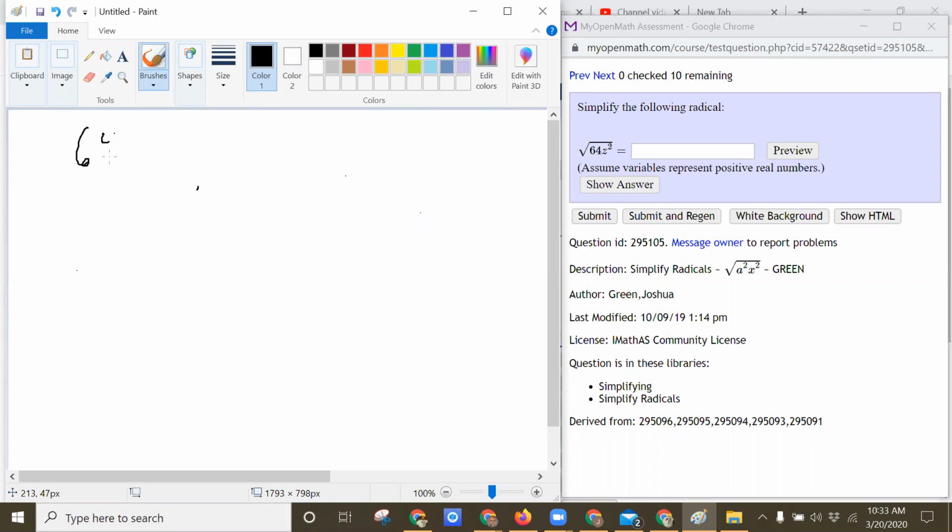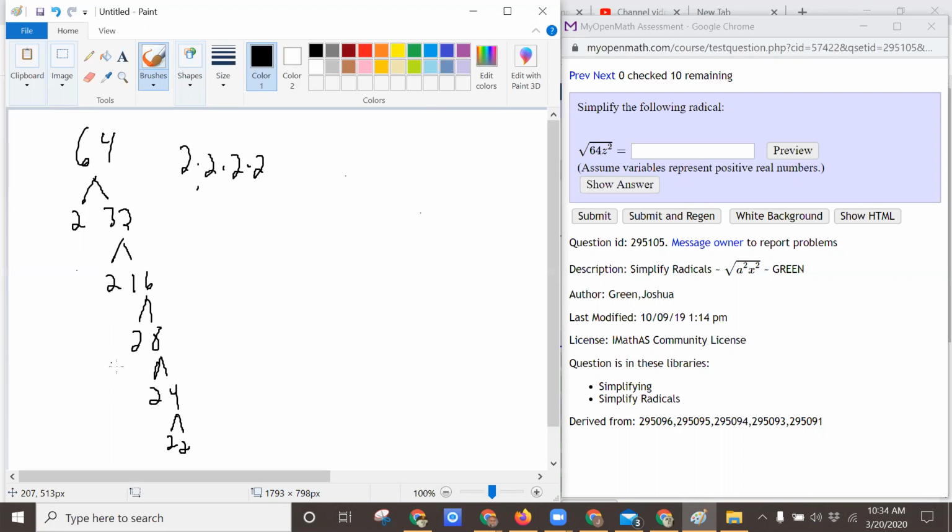Let's see, 64. I can divide 64 by 2 because it's an even number, and that's 32. And I can divide that by 2, and that's 16. I can divide that by 2, and that's 8. I can divide that by 2, and that's 4. And then I can divide that by 2 and get 2 times 2. So that leaves me 2 times 2 times 2 times 2 times 2 times 2.